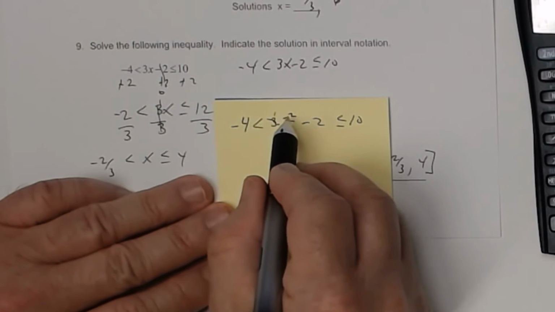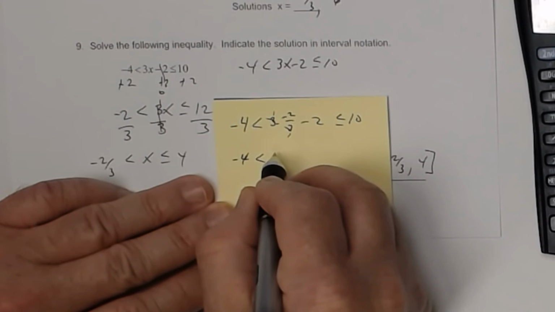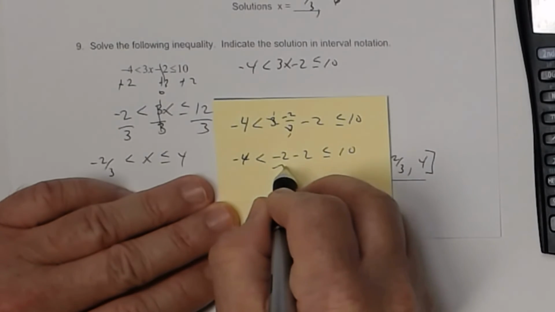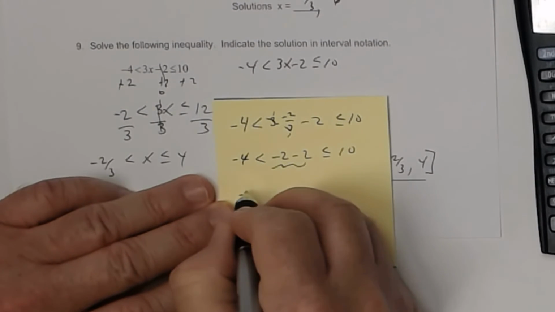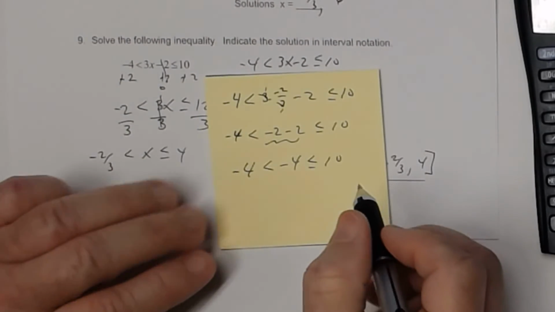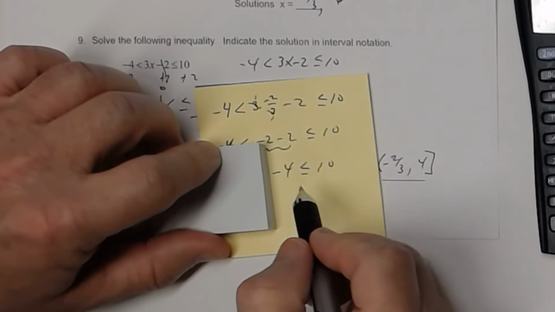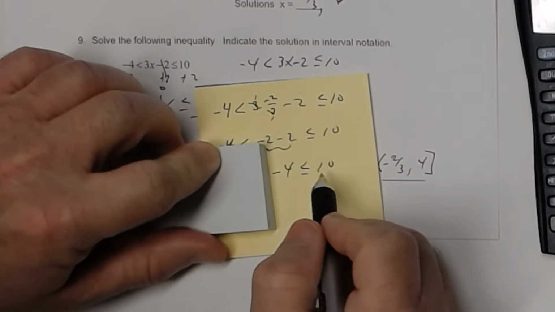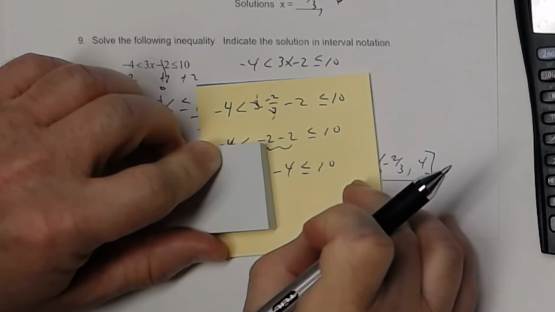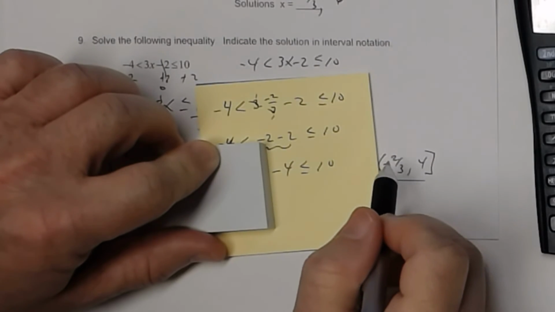You have 1 times negative 2 is negative 2, so I have negative 4 is less than negative 2 minus 2 is less than or equal to 10. Negative 2 and negative 2 is negative 4, so I have negative 4 is less than negative 4 is less than or equal to 10. Now let's check this. It is definitely true that negative 4 is less than or equal to 10. True? A negative number is always less than a positive number. But here's where my issue is, and here's why negative 2/3 is not a solution. That's why we needed a parenthesis here.